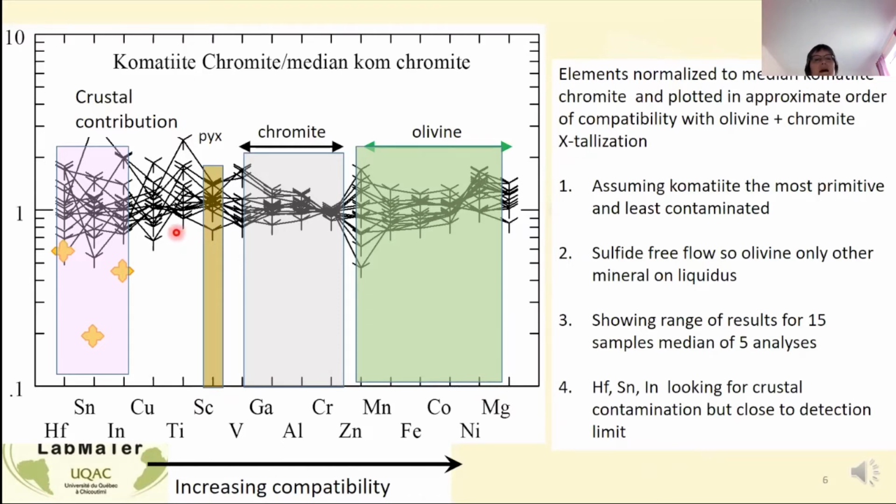Titanium may give us an indication of how fractionated the liquid is going to be. At copper, I'm not sure what to make of that, but we're having a copper signal, so I just put it there. And then these three elements on the end, we're hoping to look for crustal contribution from hafnium, tin, and indium. And these orange crosses here, that's the detection limit, just a warning that they are very close to detection limit. So these are all of our chromite values from 15 different samples to show you roughly the range you can get from Komatiites.